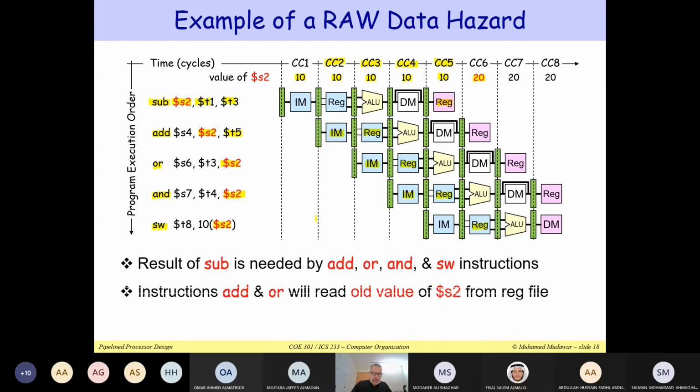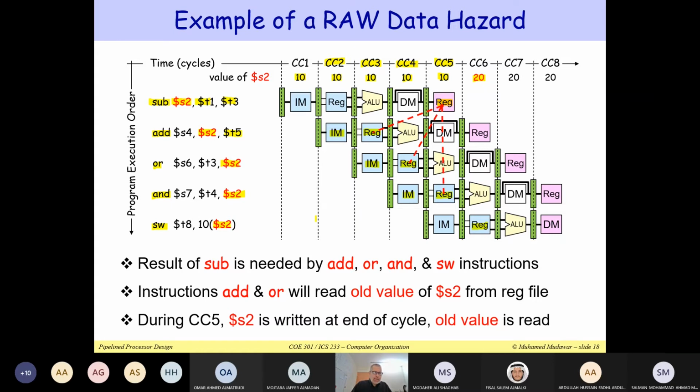So notice what is really happening for the add, the OR, and the AND. These are going to read the old value of S2 from the register file, and they will get the value of 10, which is the wrong value. They are supposed to read the new value that was computed by the subtract instruction. They are supposed to read 20.